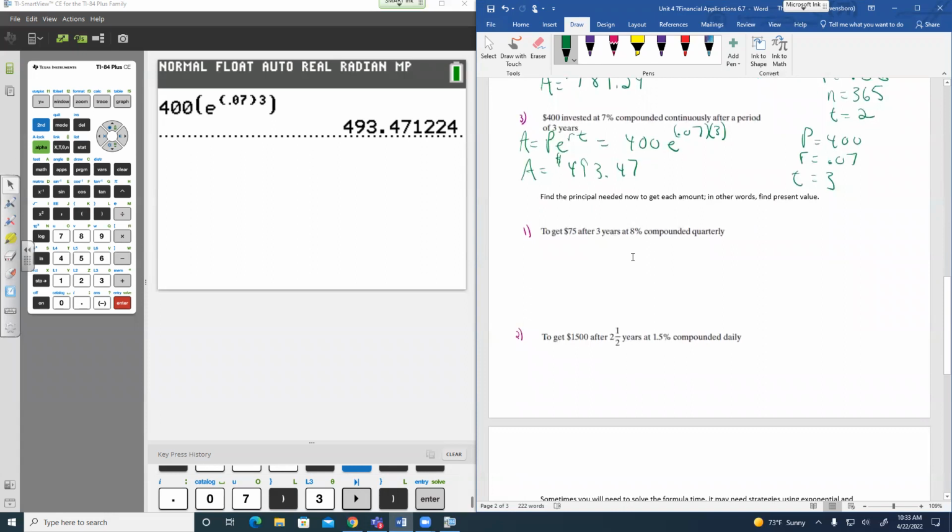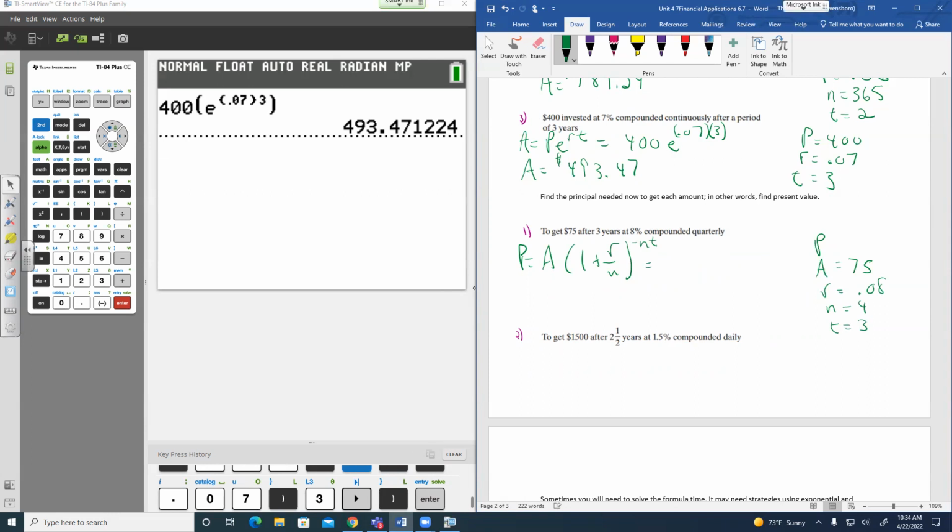Let's see if we can put that all together here. So P is going to equal then A times 1 plus r over n raised to the negative nt. So now the present value we don't actually know. The future value we do know. The final amount is the 75. The rate of interest is 0.08. And the number of times compounded is quarterly, so that's going to be 4. And the length is 3 years. So we put a 3 there for that.